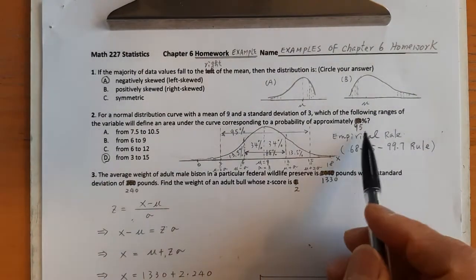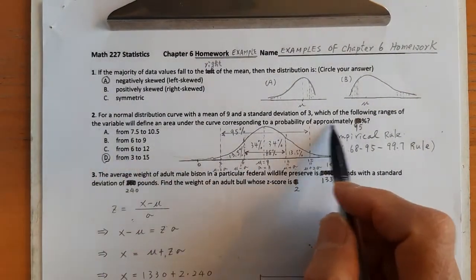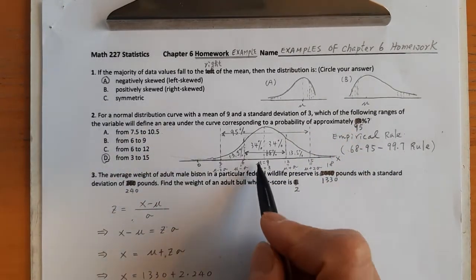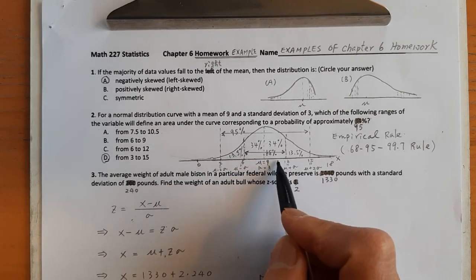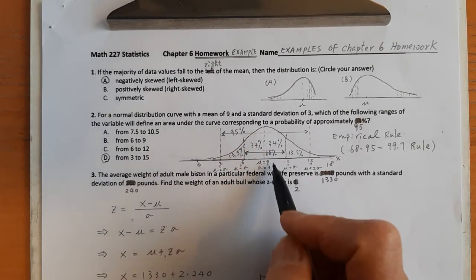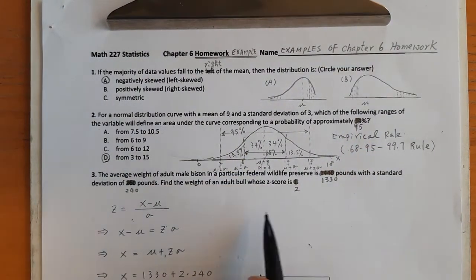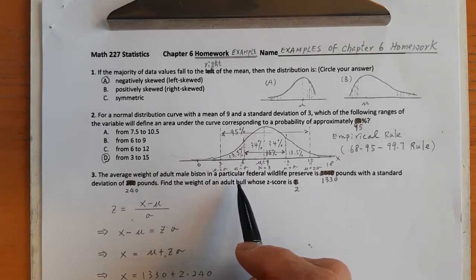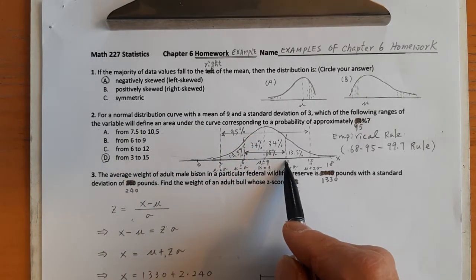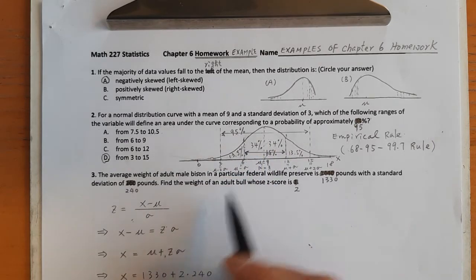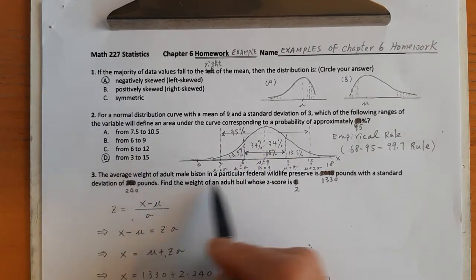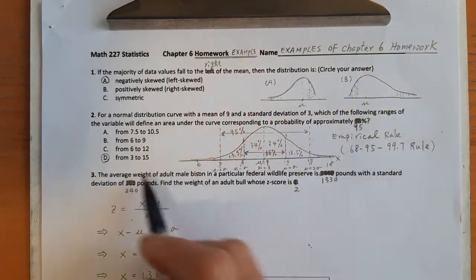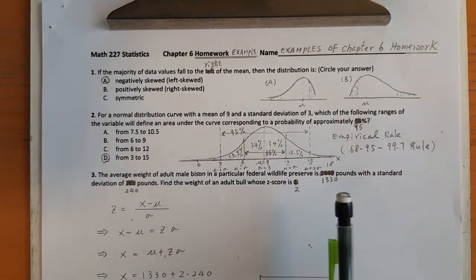Now this question asks you, which one is approximately 95%? Is it 7.5 to 10.5? 7.5 is here, 10.5 is here. Is that between it? No, because it's not possible to be 95%. Is 6 to 9? 6 to 9 is 34% under the curve. 6 to 12? 6 to 12 is 68%, one standard deviation from the mean. 3 to 15? 3 to 15 is two standard deviations from the mean. It's 95%. That's correct. So the answer is D.